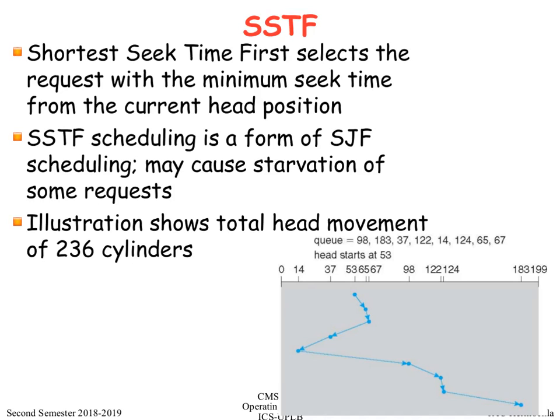Kasi SSTF nga yung scheduling, so it will cause starvation. So ang mangyayari, nag-start sa 53, hahanapin nyo yan. Ano yung pinakamalapit sa 53? Pinakamalapit sa 53 ay 65. So yun yung pupuntahan niya.